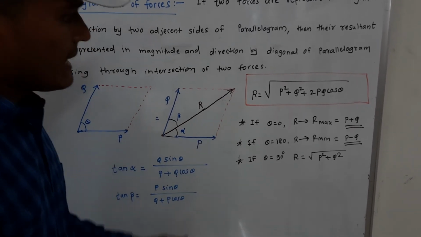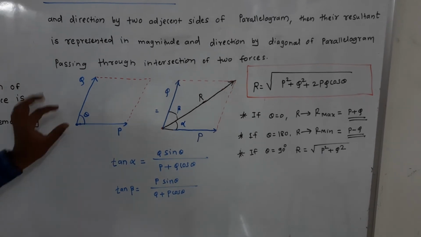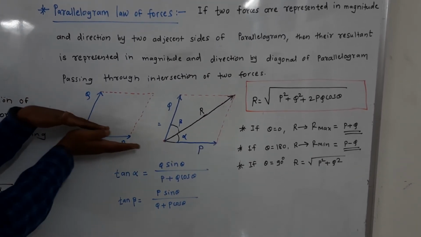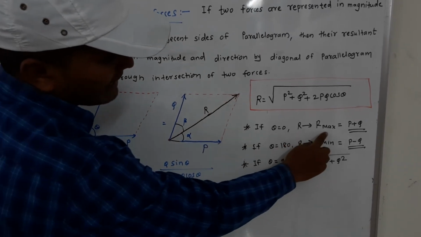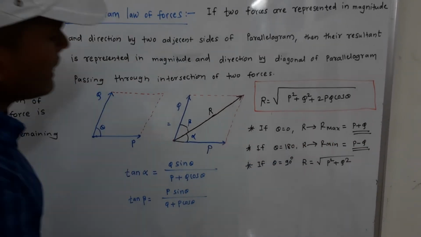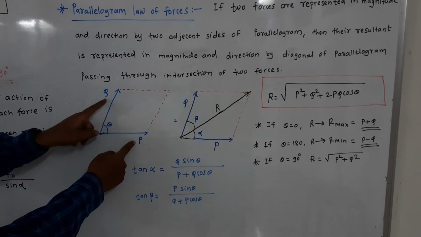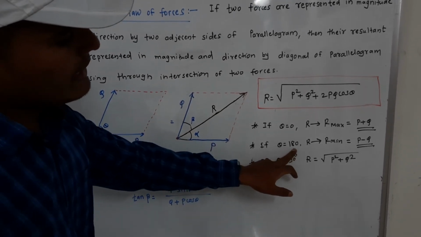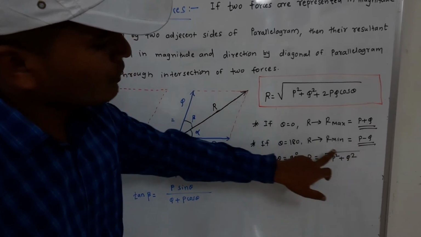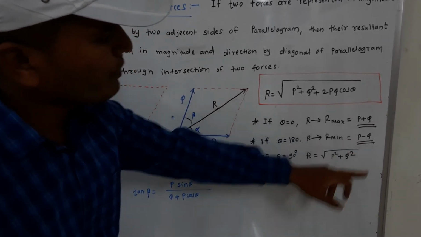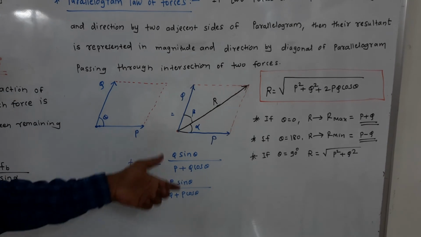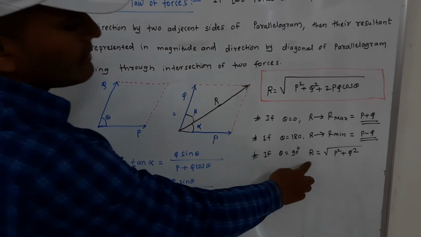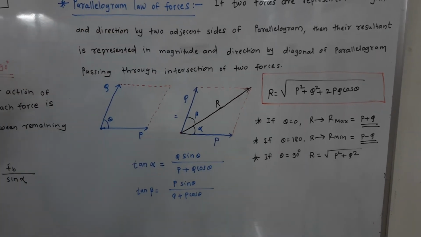Now coming to the special cases in the parallelogram law. If theta is equal to 0, P and Q will act in the same direction and our resultant will be maximum, that is equal to P plus Q. In the second case, P and Q are at an angle of 180 degrees. They will be in opposite directions, so the resultant will be minimum, that is equal to P minus Q. And third case, if they are acting at 90 degrees, in that case our resultant will be root of P square plus Q square.